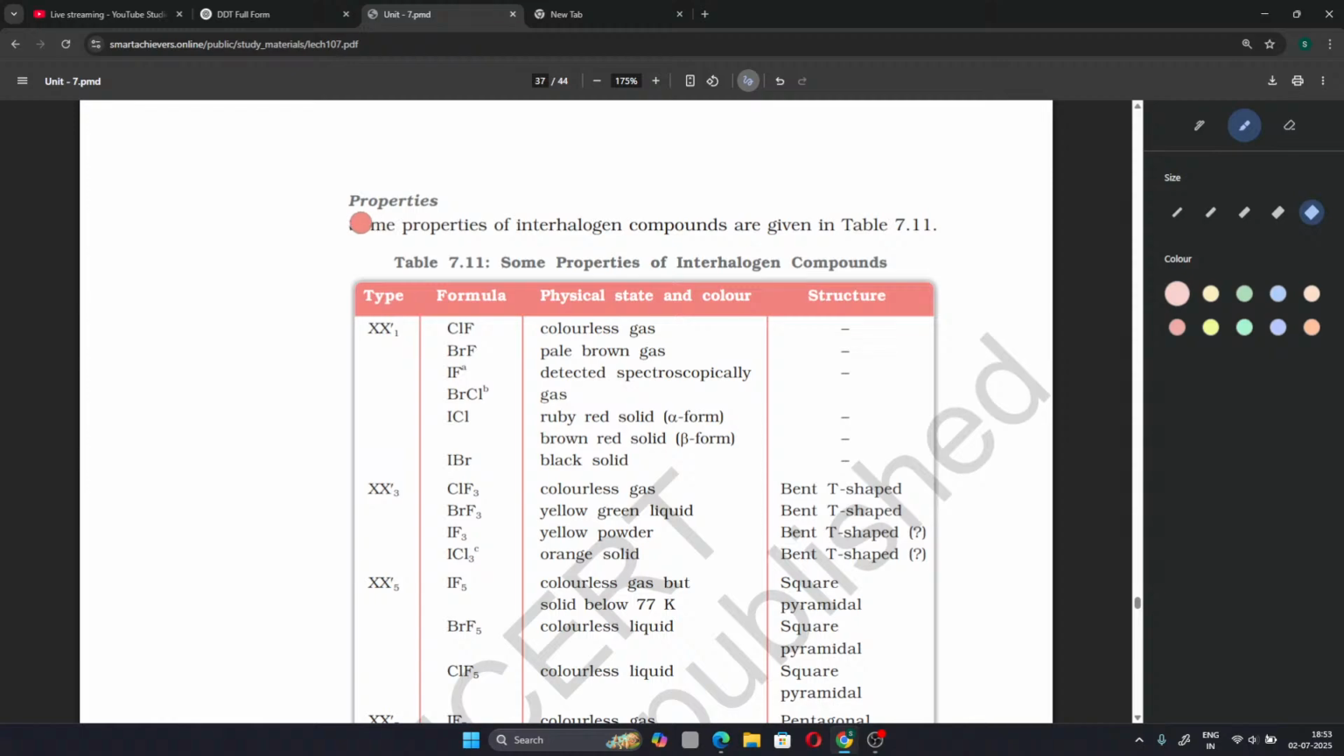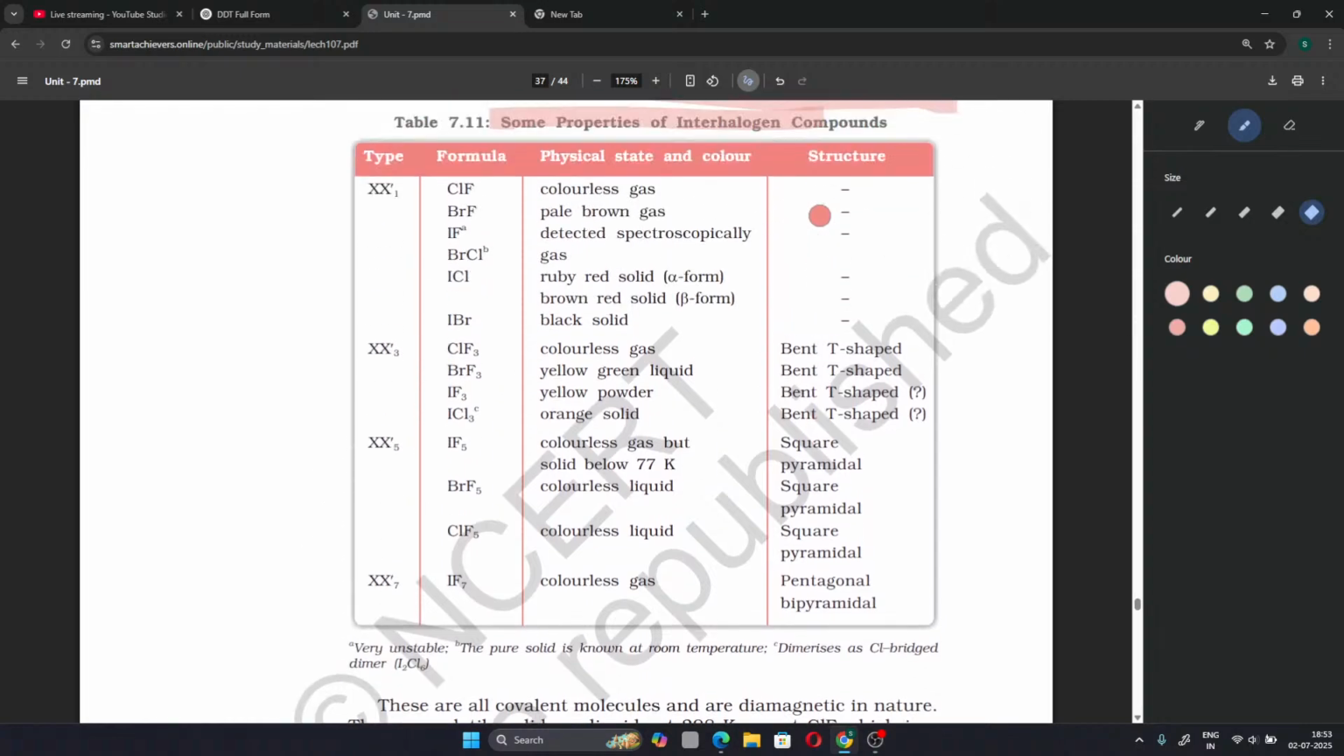Some properties of interhalogen compounds are given below. Type XX-1: chlorine fluoride, bromine fluoride, iodine fluoride, bromine chloride, iodine chloride. Chlorine fluoride is a colorless gas, bromine fluoride is a pale brown gas. Bromine itself is brown in color, and when we add fluorine to it, it will lightly lose its color, becoming a pale brown gas. And iodine fluoride is detected, meaning there is no color in our visible spectrum, I guess.